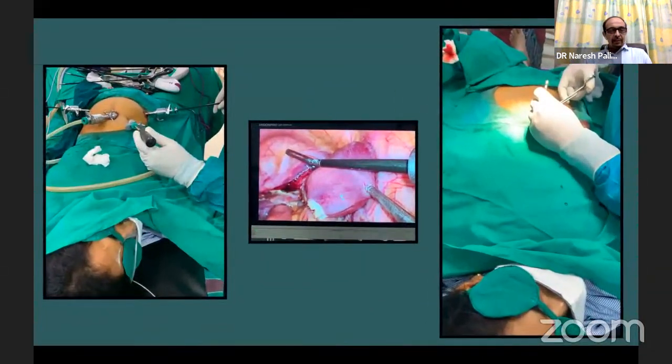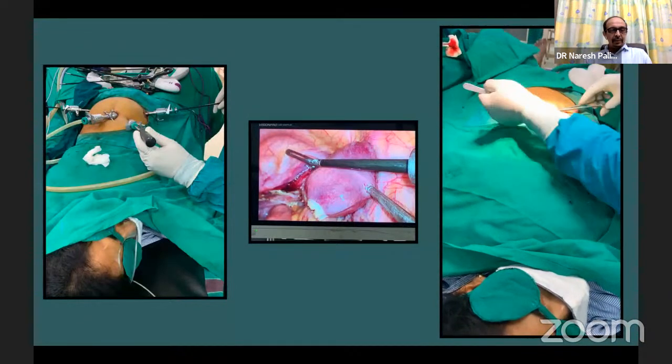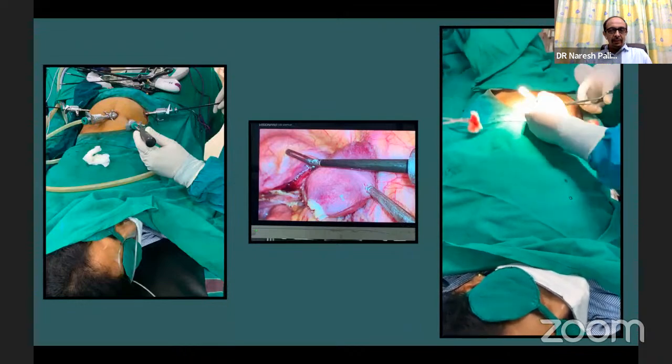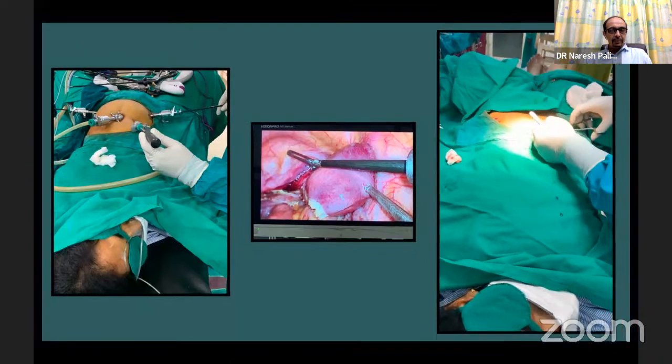This is TLH, laparoscopic hysterectomy, done under 2-drug technique. This is at the end of surgery. The patient has complete regression of the power in the lower limbs.